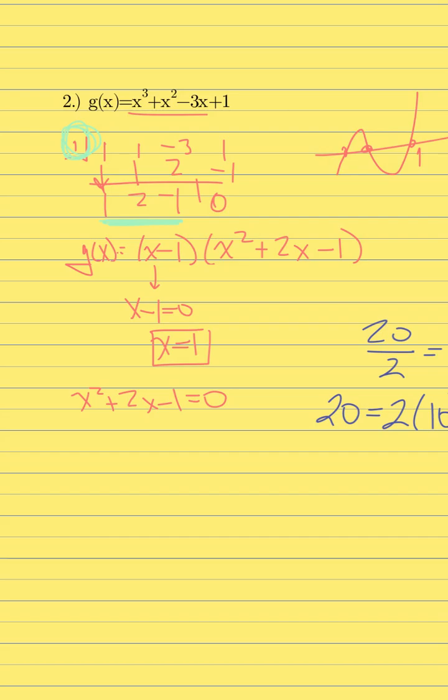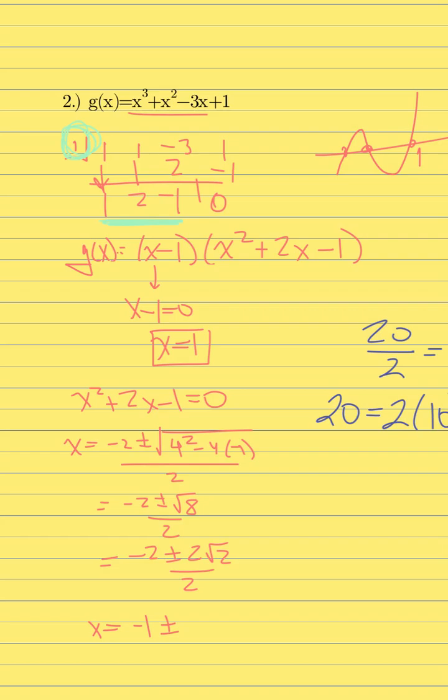All right, so we're going to use the quadratic formula. x equals negative b plus or minus the square root of b squared minus 4ac, all over 2a. So that'd give us what? -2 plus or minus the square root of 8. The square root of 8 is 2 root 2. And we divide everything by 2, and we get x to be -1 plus or minus the square root of 2. Right? And those are our other two solutions.